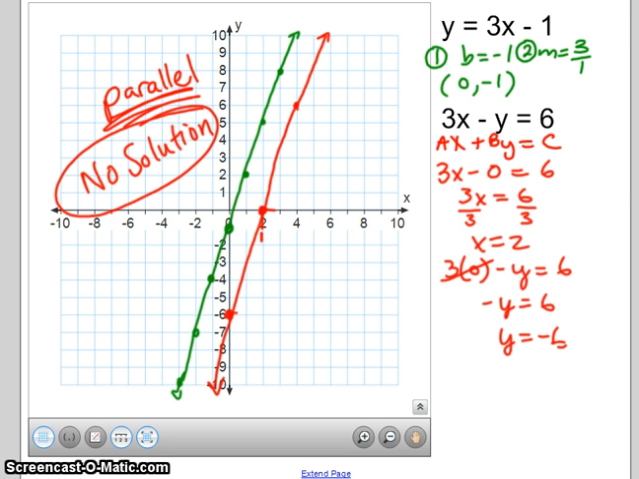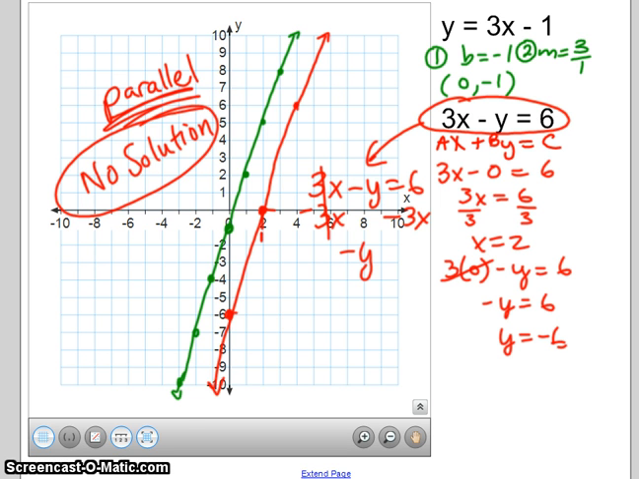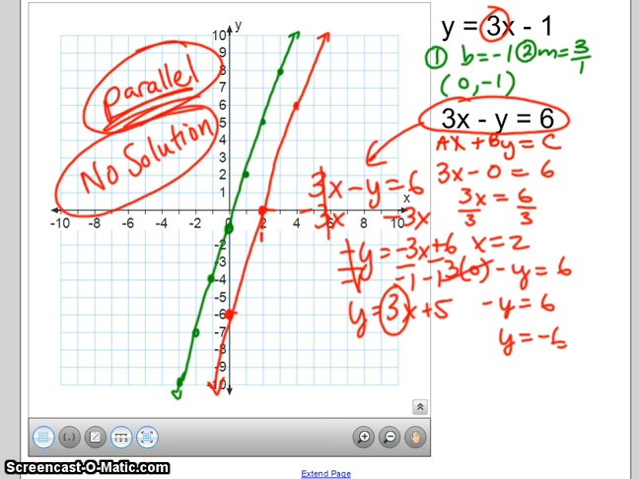No solution. Alright, and if we looked at this equation again and tried to get it into slope-intercept form, subtract 3x from both sides: negative y equals negative 3x plus 6, divided by negative 1, y equals 3x minus 6. Look at this slope, look at this slope. They are the same. Therefore, your lines are parallel.